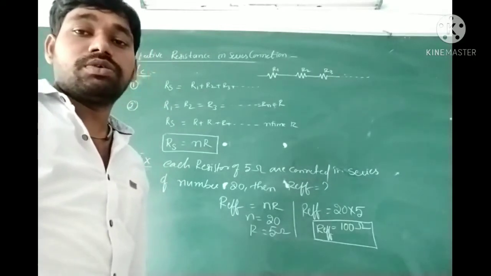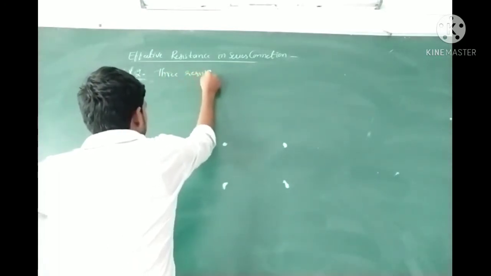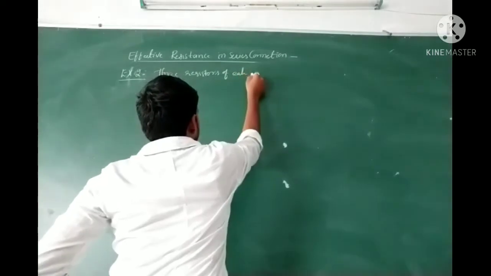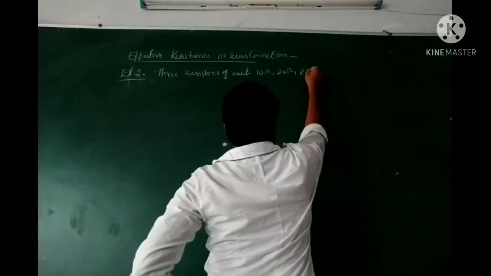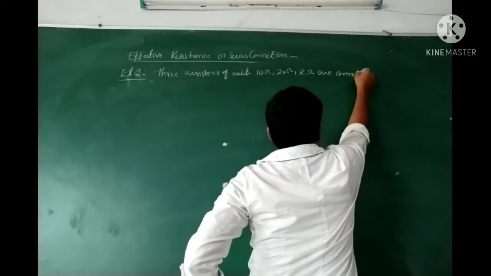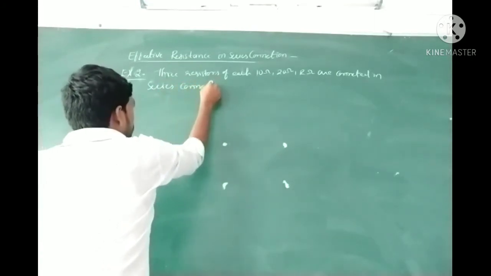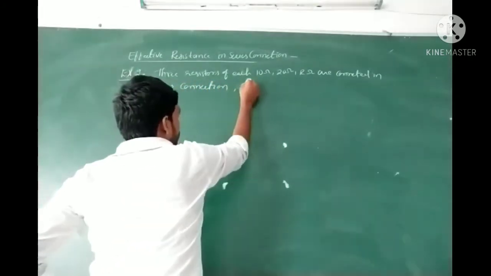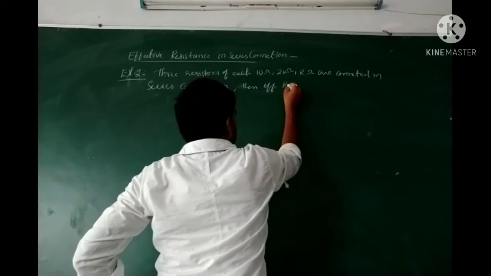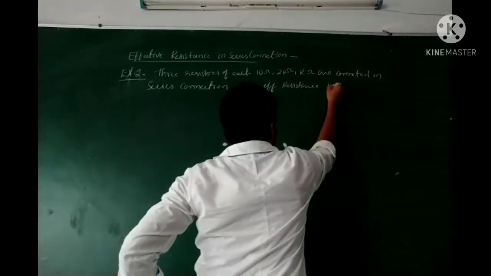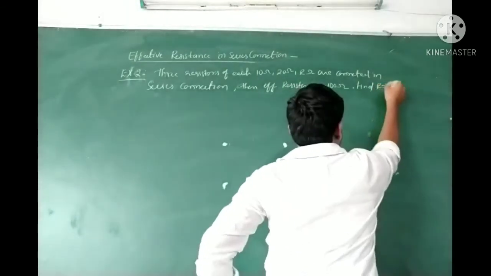So let's go with another problem. Three resistors of 10 ohms, 20 ohms and R ohms are connected in a series connection, then the effective resistance is 100 ohms. Find R is equal to how much?